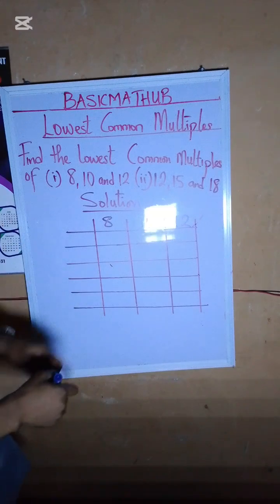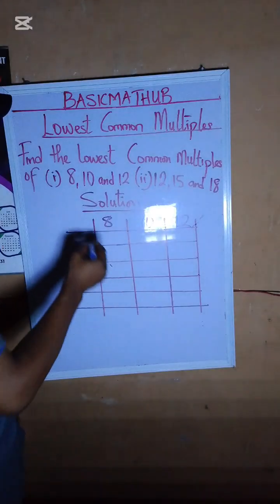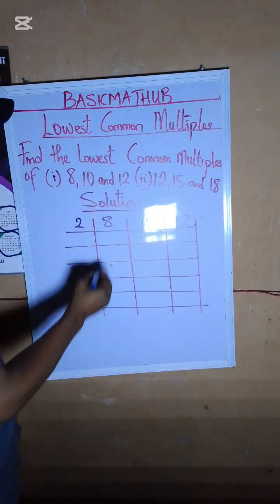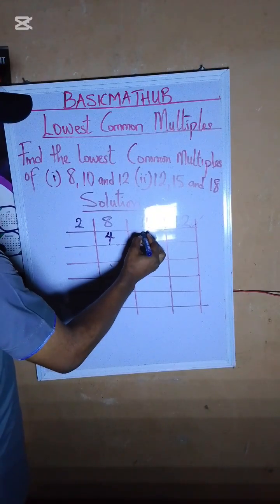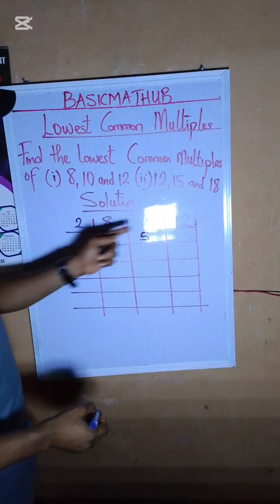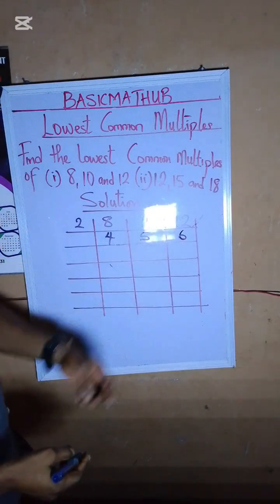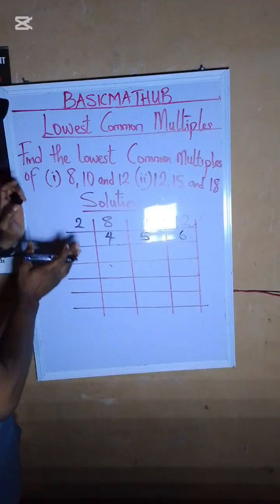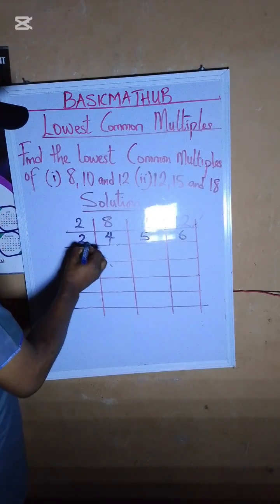So let's try 8, 10, and 12. The first number that will go there, looking at the prime numbers, is 2. So 8 divided by 2 gives us 4. 10 divided by 2 gives us 5. You can see 6 twos in 12. So if you look at 4, 5, and 6, you see that 2 could still do. We must finish up with one number before we move to the other number. So let's go with 2.